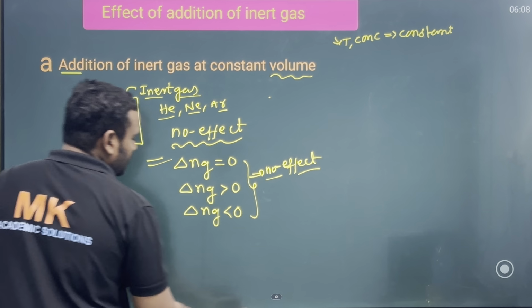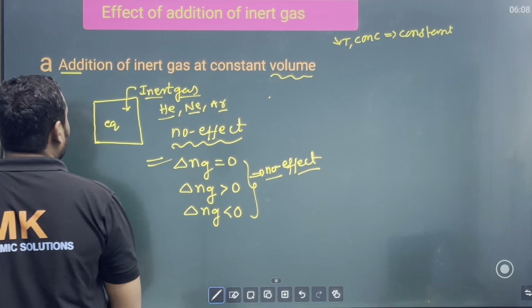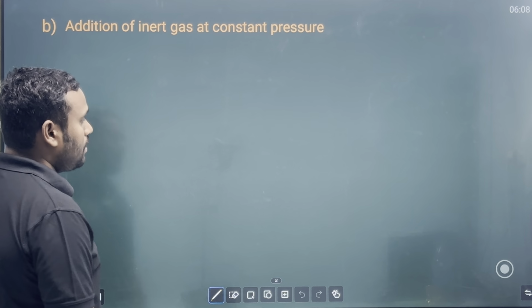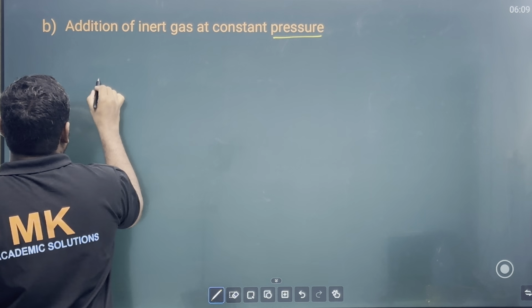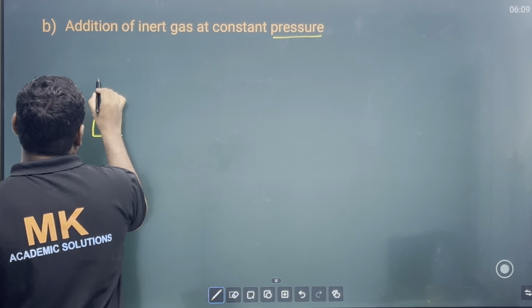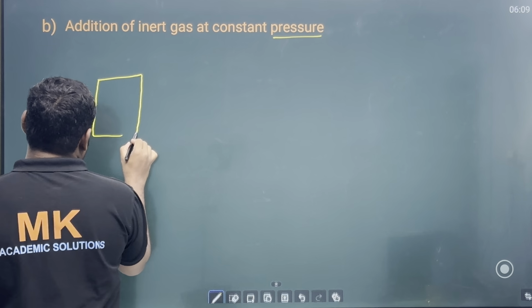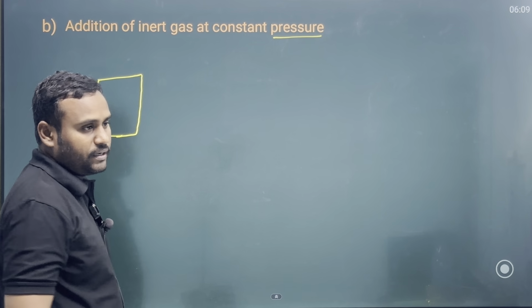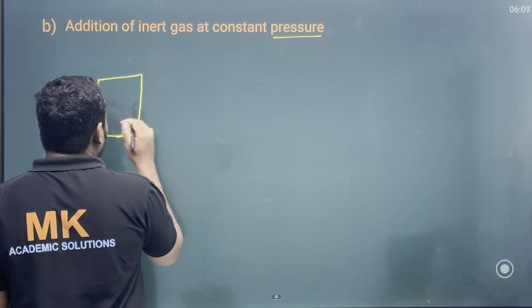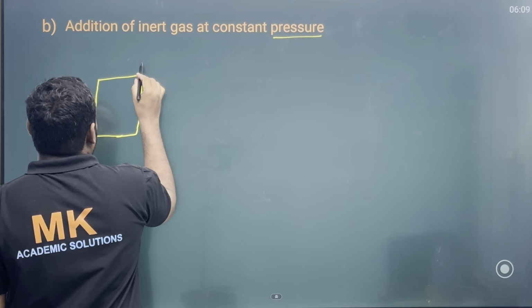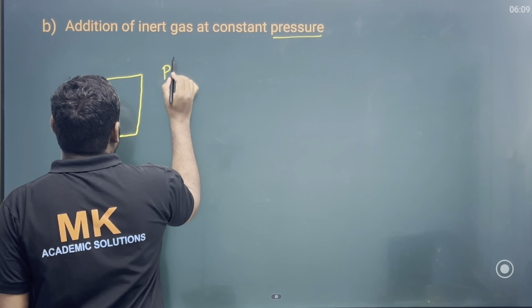Next you will see addition of inert gas at constant pressure. At constant pressure means, children, see for example here we are going to take a container, a flexible container, not a rigid container. So in this flexible container, pressure is constant.